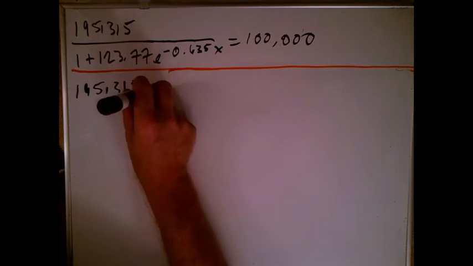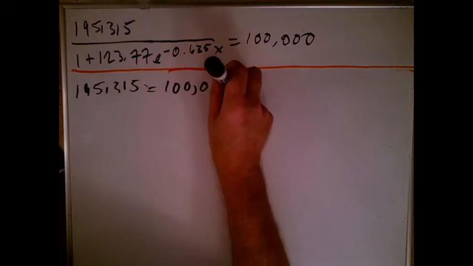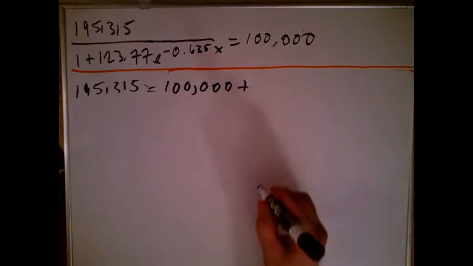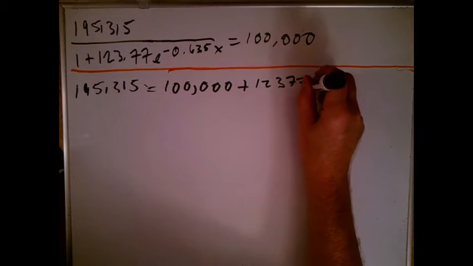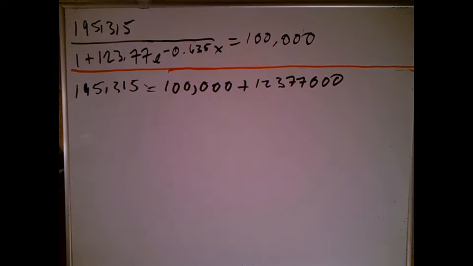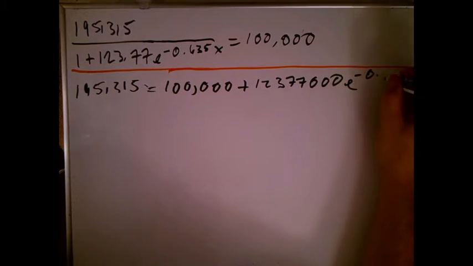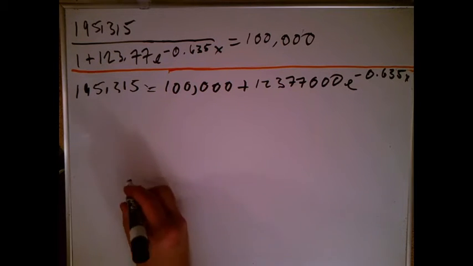195,315 equals 100,000 plus 100,000 times 123.77, which I think is 123,770,000. I think that's what the calculator says, yes. And now I finally have my e to the minus 0.635x, like that. I'm now going to subtract 100,000 from both sides.